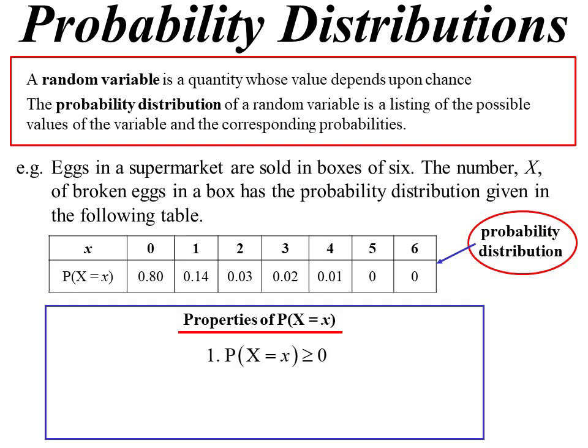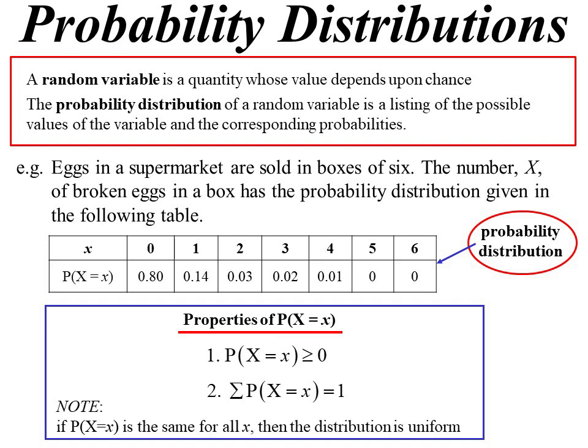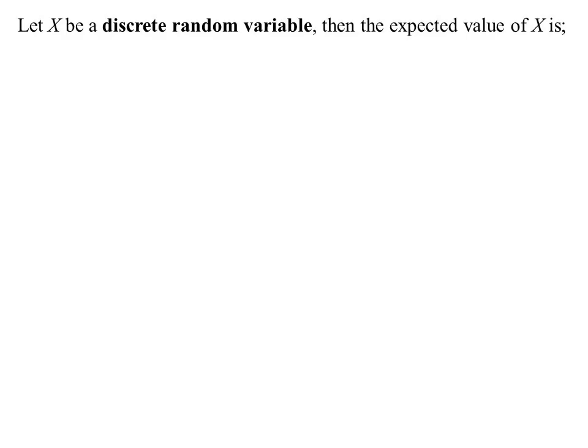And properties then of it, we know that we have to end up with a positive number. You don't have negative probabilities, but further than that, we know they all have to add up to be 1, the sum of all the probabilities. And if the probability is the same for every single outcome, then we just have a uniform distribution. So X, as I say, is going to be our random variable.